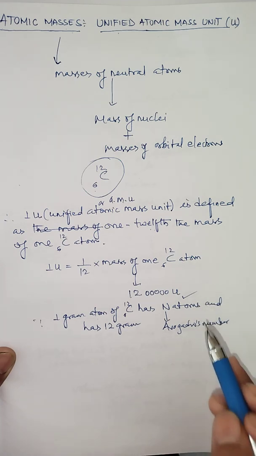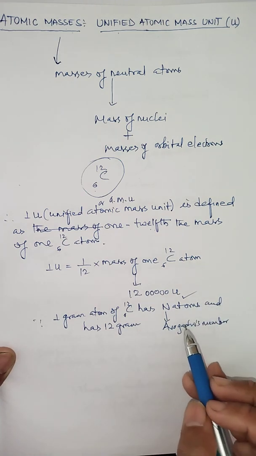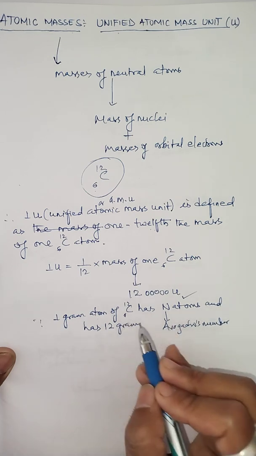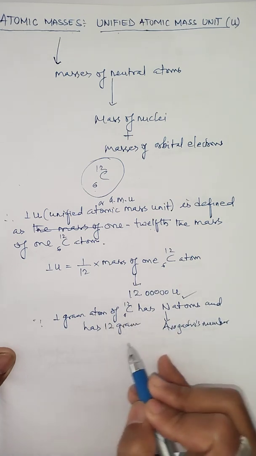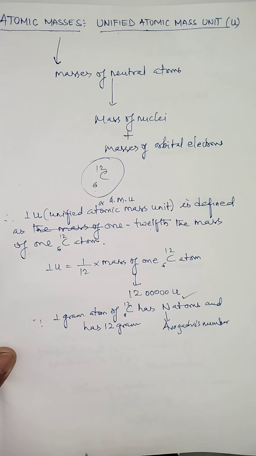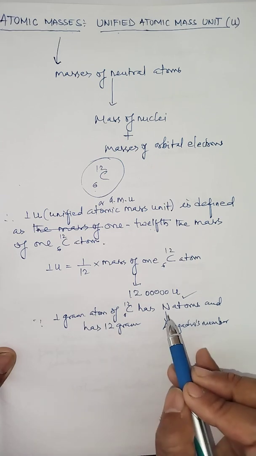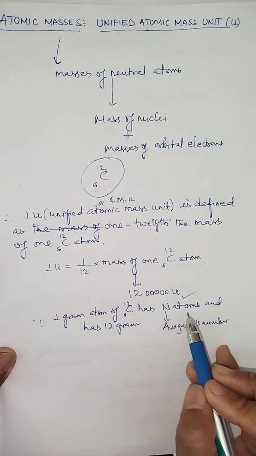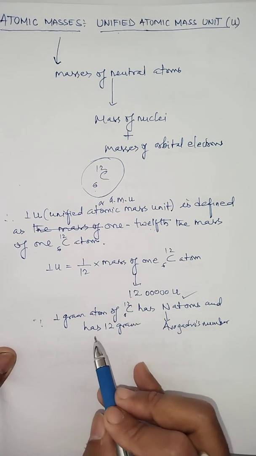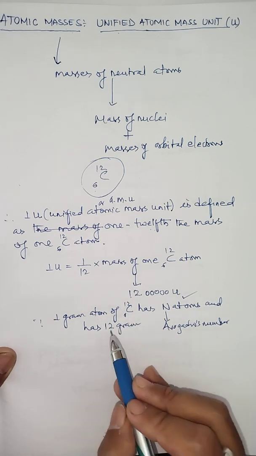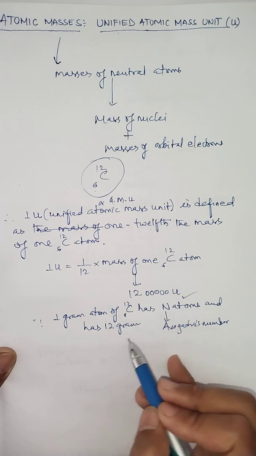This is according to Avogadro's hypothesis. This N atom of carbon C-12 means how much gram of carbon? 12 gram of carbon is there. So the number of atoms present in 1 gram atom is N atoms, and these N atoms of C-12 contain 12 gram of carbon. And this 12 is actually also equal to what number?